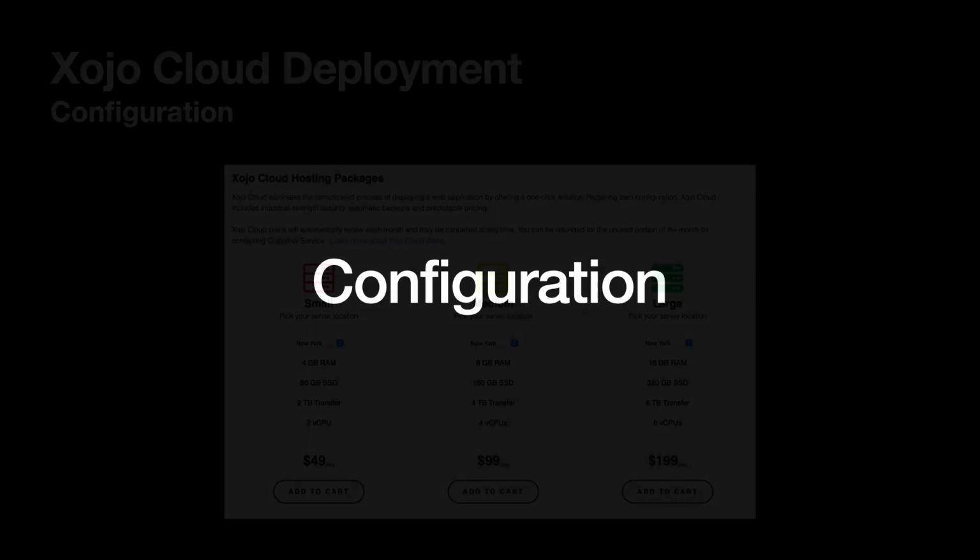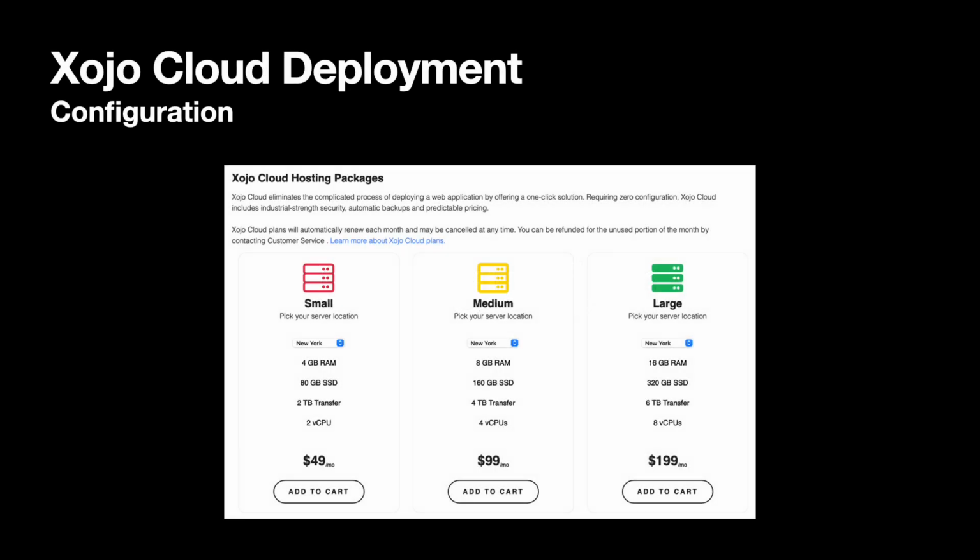Now, in terms of configuring a server, it's really, really simple. Just go to our website and go to Xojo Cloud under the Buy menu, and you just pick a server. There's small, medium, and large. As you can expect, they vary in terms of how much RAM, disk you have, and virtual CPUs.